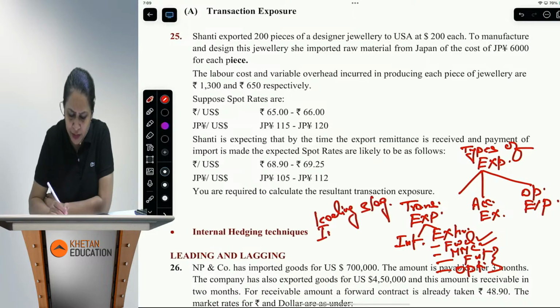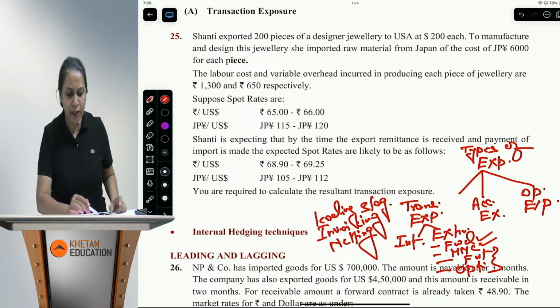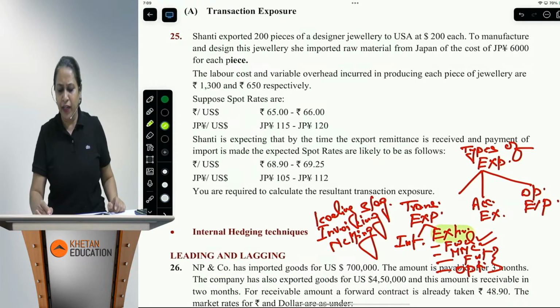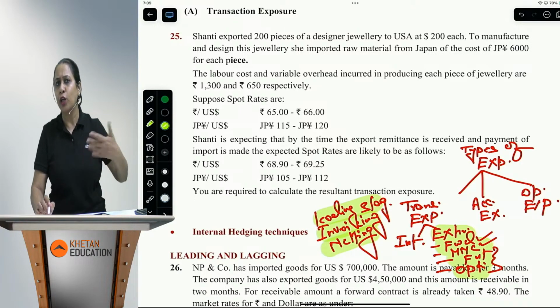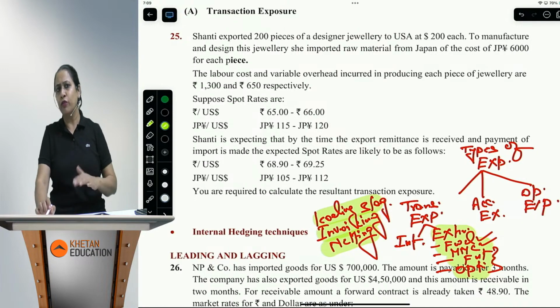Okay, then we have invoicing. Okay, then we have netting. So what is the difference between the two? In case of the external hedging techniques, you employ some outward agency like a bank or exchange and pay money in order to hedge your situation. In case of internal, leading, lagging, invoicing and netting, you don't employ anybody, but naturally you try to hedge actually. When you do the sums, you will be able to understand.